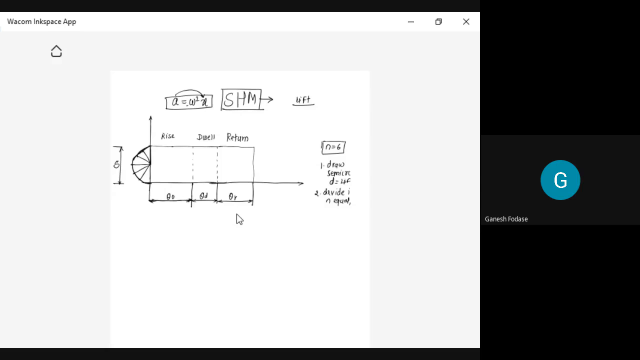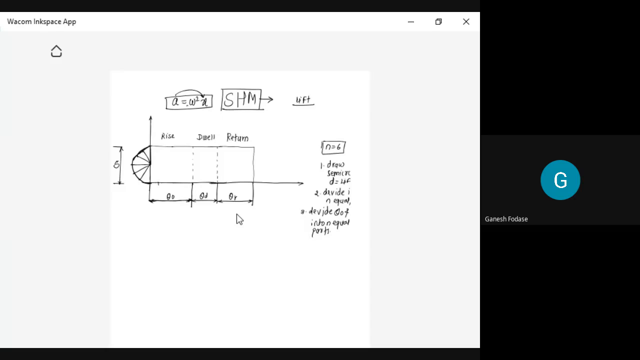Now in the third step, we divide theta o and theta r into n equal parts. Here, n we have taken for the semicircle is 6. Therefore, I have to divide it into 6 parts. So let's say it is first part, second, third, fourth, 5 and 6.